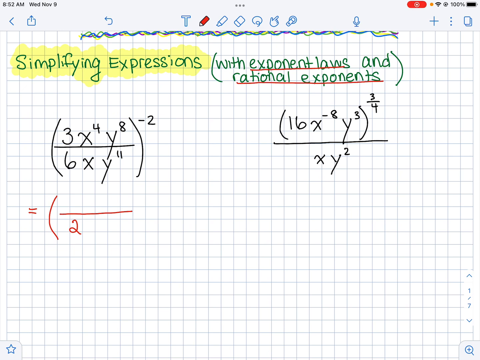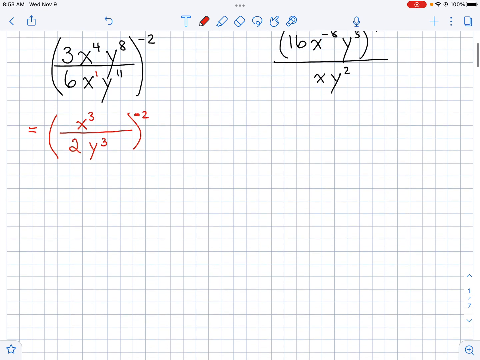Then x to the power 4 divided by x, I could subtract those exponents, which would leave x cubed on top. And then y to the power of 8 divided by y to the power of 11 would leave me with y to the power of negative 3. Or I could keep that in the denominator as y to the power of positive 3. Okay, and then the whole thing is to the power of negative 2.